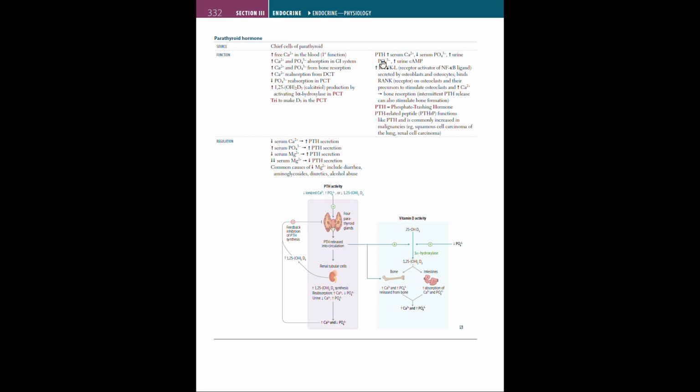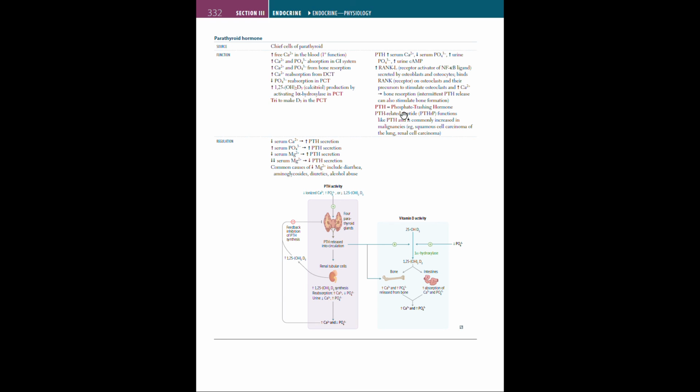The parathyroid hormone causes an increase in serum calcium, a decrease in serum phosphate, an increase in urine phosphate, and an increase in urine cAMP. It increases RANKL, receptor activator of NF-kappa B ligand, secreted by osteoblasts and osteocytes, which binds the RANK receptor on osteoclasts and their precursors to stimulate osteoclasts and increase calcium, hence causing bone resorption. Intermittent PTH release also stimulates bone formation.